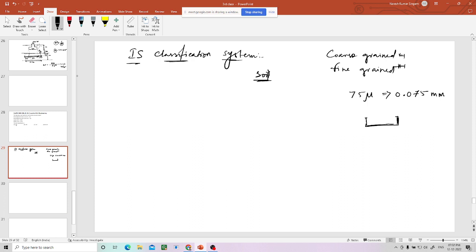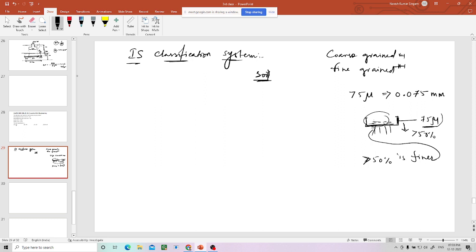Taking that soil, if you sieve it, and if the 75 micron sieve passes more than 50% of the soil, that means greater than 50% of the soil is finer than 75 micron. If that is the condition, this is called fine grained soil.